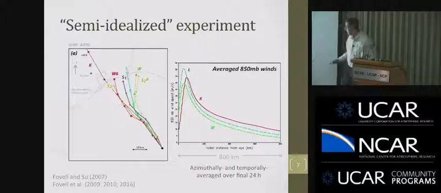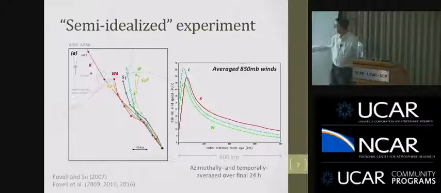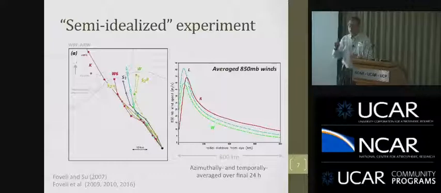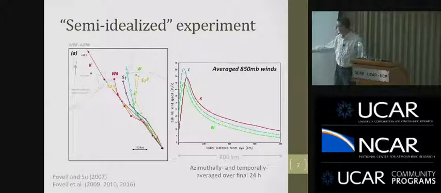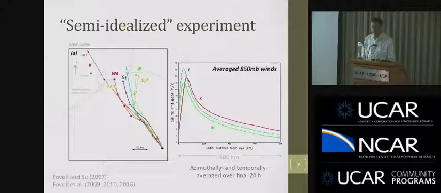The horizontal axis is radial distance from the eye out to 800 kilometers. The vertical axis is wind speed at 850 millibars. Like a lot of my plots, I am basically taking the storm, I am following it over a 24-hour period, I am averaging over that 24-hour period, and then I am averaging azimuthally around the storm. And these are the wind profiles that result from that. So 3 of the microphysics cases are shown here.